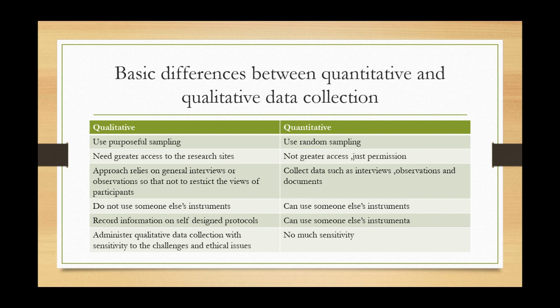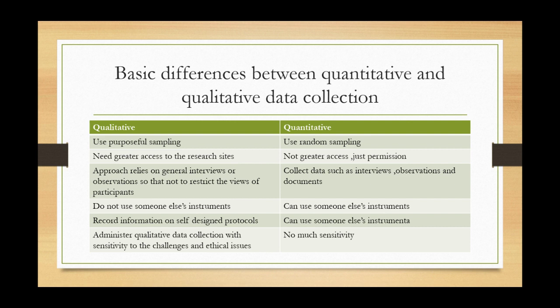But in qualitative research, this approach relies much on general interviews and observations, so that we don't restrict the views of participants. So we will not use someone else's instrument as in quantitative research and gather close-ended information, but we will instead collect data with a few open-ended questions that we have designed ourselves, so that we can get much from the participants. Again, in both approaches, we need to record the information supplied by the participants.